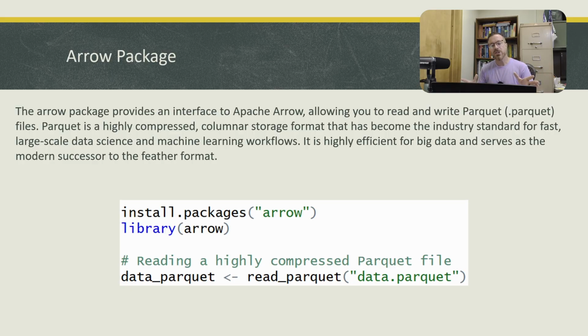And while the feather package was game-changing at the time, it's actually kind of been replaced more often than not by the arrow package. The arrow package provides an interface to Apache Arrow, allowing you to read and write Parquet files. These are a highly compressed columnar storage format that has become the industry standard for fast, large-scale data science and machine learning workflows. It's highly efficient for big data and serves as a modern successor to that feather format. So what you would do is install the package, load up your library, and then you can use read_parquet and then whatever file it is you want.